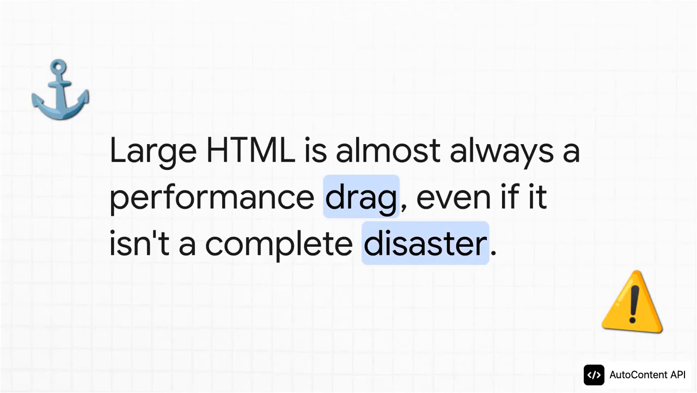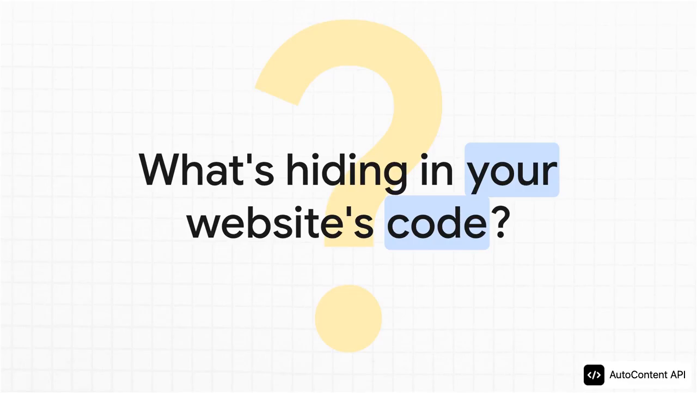And that's really the main takeaway here. While a huge HTML file might not completely crash the party, it's always a performance drag. It's this constant, unnecessary weight slowing things down. And the crazy part is, a lot of the fixes are straightforward and can have a huge impact. Ultimately, it all comes down to being intentional, to being aware of what we're actually shipping across the wire to our users. It's a good reminder to look under the hood every once in a while, because you might be shocked at the hidden weight you find. So that leaves us with one final thought. What's hiding in your website's code?